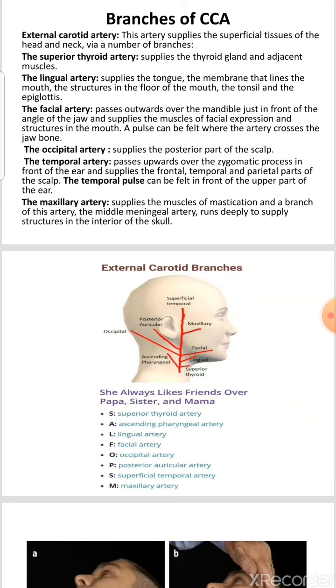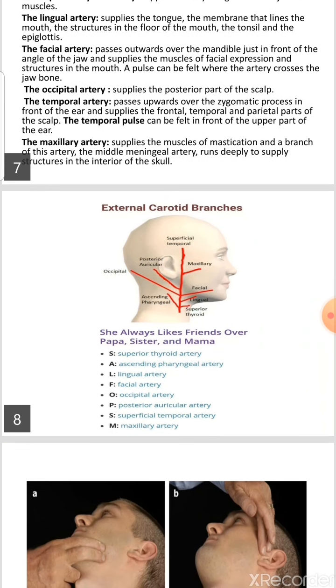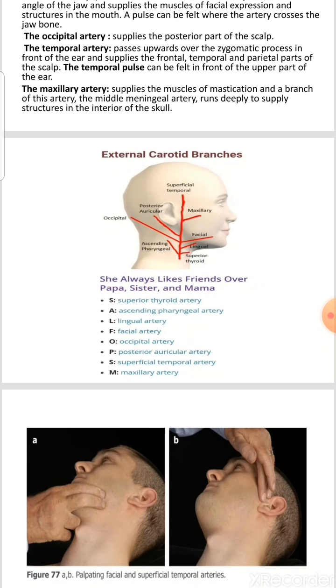The maxillary artery supplies the muscles of mastication, and these are the muscles that help in chewing the food. And a branch of this artery is the middle meningeal artery, which runs deeply to supply structures in the interior of the skull. You can see in this image the various branches of the external carotid artery. There is a mnemonic as well for you to remember the branches of external carotid artery easily.